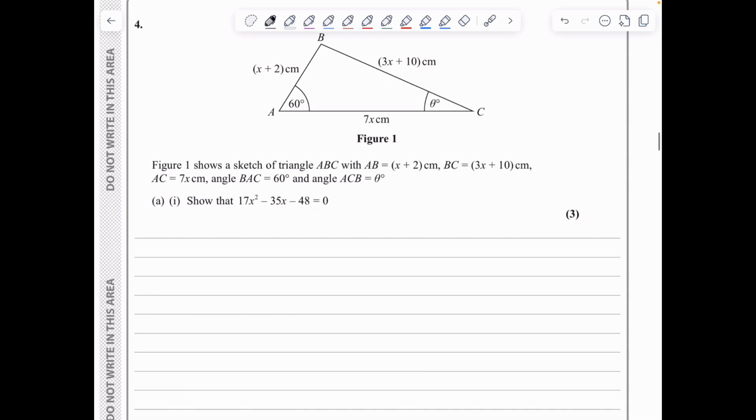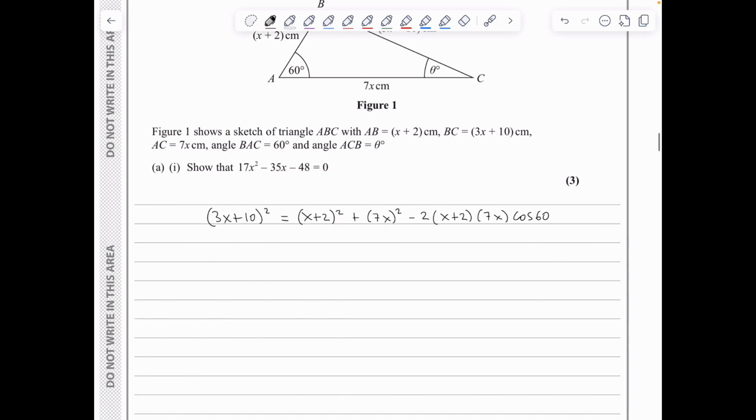So we've got that 3x plus 10, all raised to the power of 2, is equal to x plus 2 squared plus 7x squared minus 2 times x plus 2 times 7x times the cosine of 60. Well, if I expand the left-hand side, I'm getting 9x squared plus 60x plus 100, which is equal to x squared plus 4x plus 4 plus 49x squared minus 2. I will expand the x plus 2 times 7x, which will give me 7x squared plus 14x.